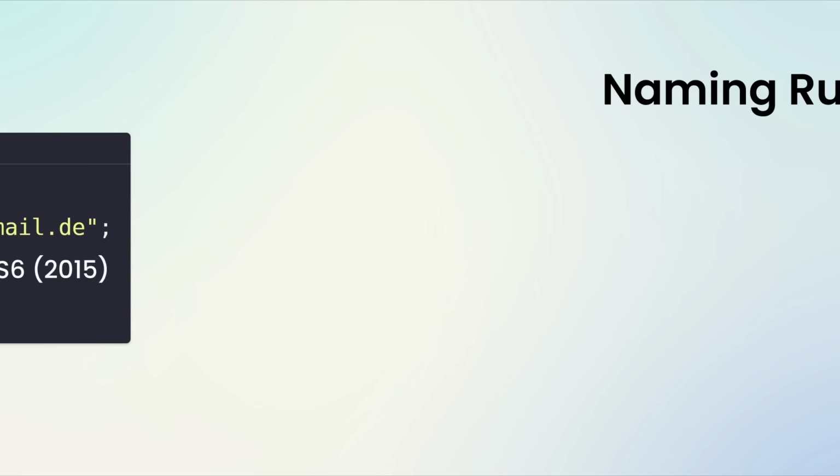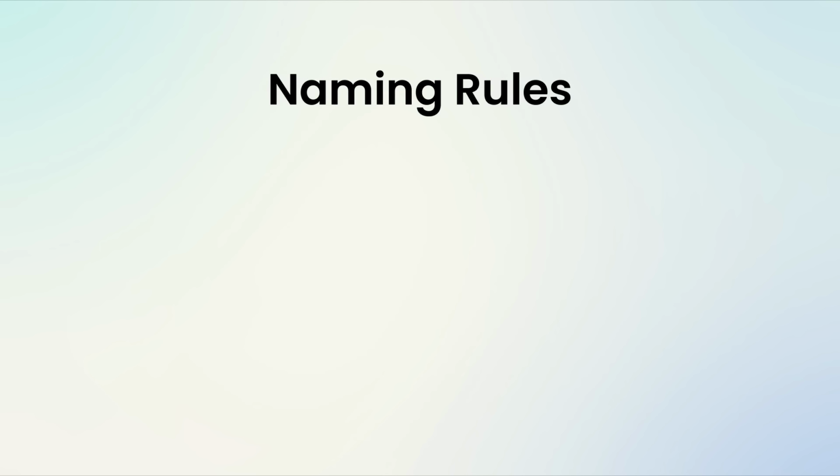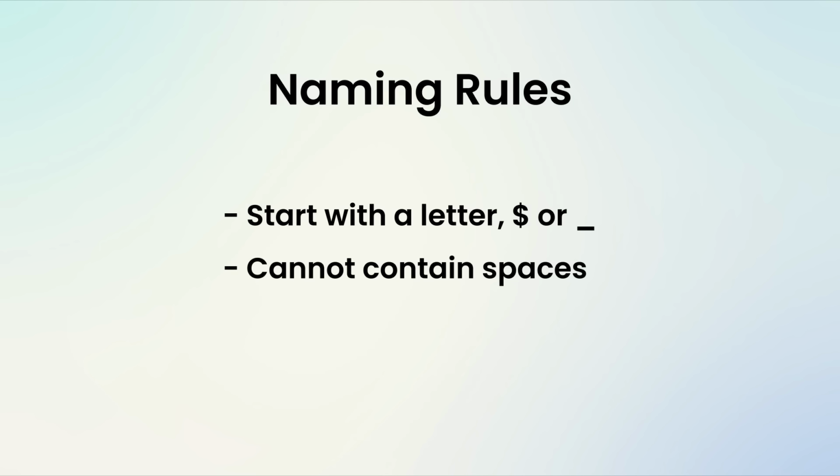Before we finish the lesson, let's talk about some important rules and conventions for naming variables. There are a few key rules you should always follow when naming variables. Rule number 1, start with a letter, $, or underscore. A variable name cannot begin with a number or a dot, but it can contain numbers in the middle or end. Variable names must not contain spaces. They have to be one consecutive piece.